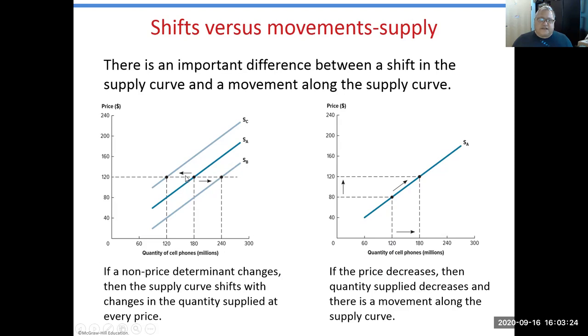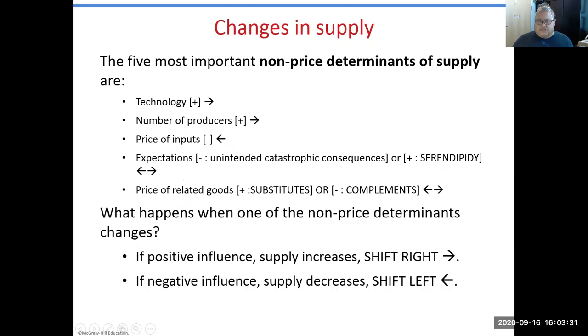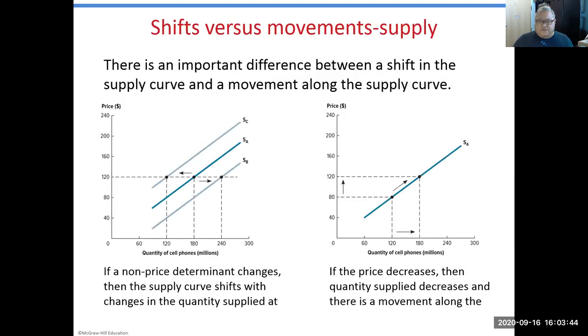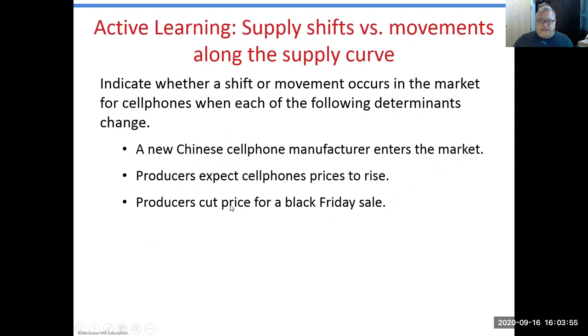And when any other factor than own price is impacting supply, and a list of those factors is technology, number of firms producing, the inputs in the production process, related goods, substitutes, complements, and the expectations and risk factors about uncertainties into the future, those will create shifts to the left when we see a decline in supply, and to the right when we see an increase in supply.